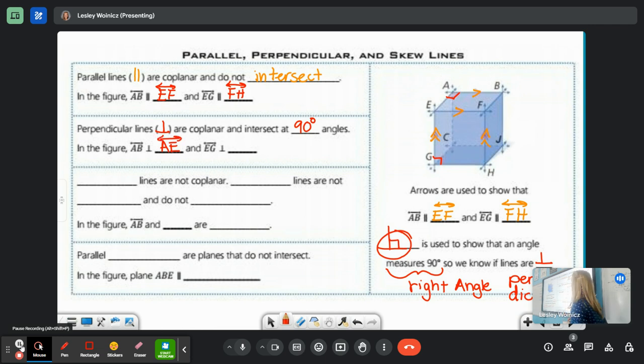All right, what about line EG? This one's easier. GH, line GH.